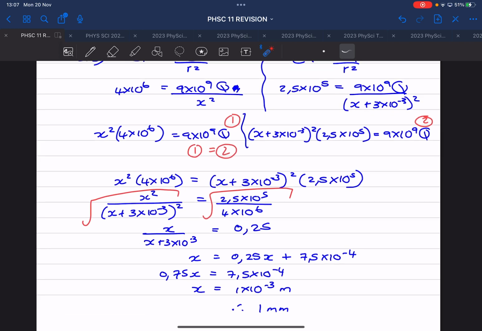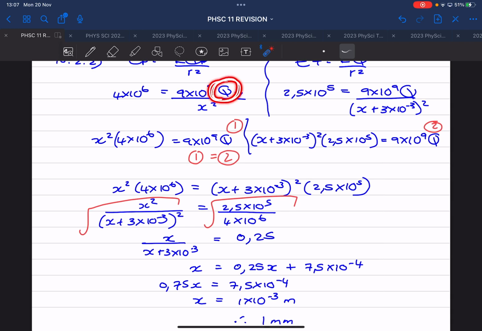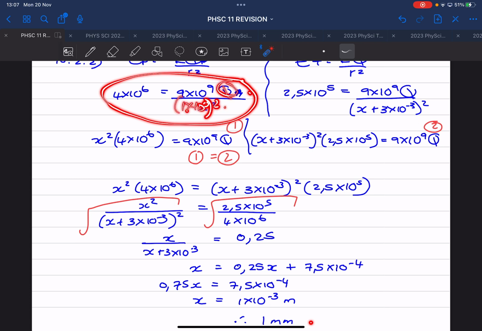Want maar net so kom dit maklik want nou vra hulle vir Q. Okay? Jy het x is 1 mm. So jy gaan nou hierdie formule vat en dan gaan jy sê 1 maal 10 tot die mag minus 3 hier en dan gaan jy Q uitwerk. Okay, ja. Yes.